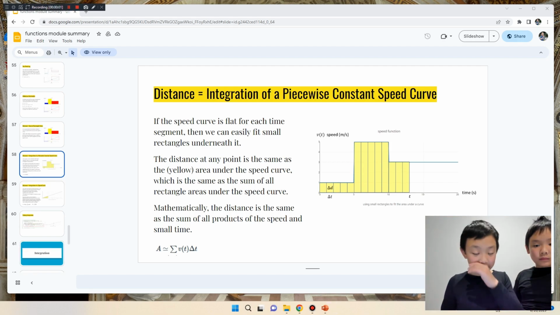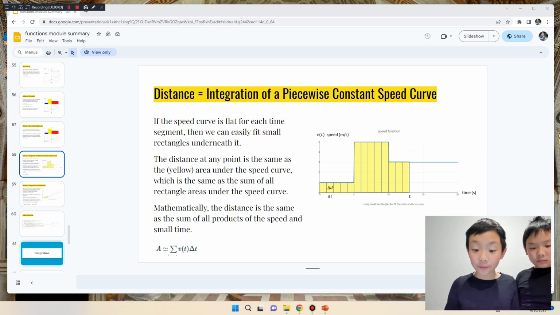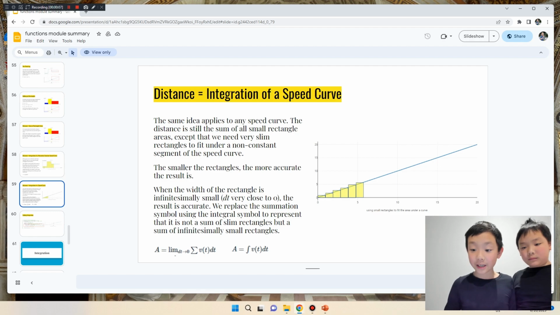As you can see here, the rectangles fit perfectly under the speed curve. But sometimes you might get a speed curve like this. The problem with this speed curve is the rectangles can't fit perfectly under it. There's a little bit poking out. But then we use the equation: area equals the limit as delta t goes to 0 of the summation of V of t times delta t.